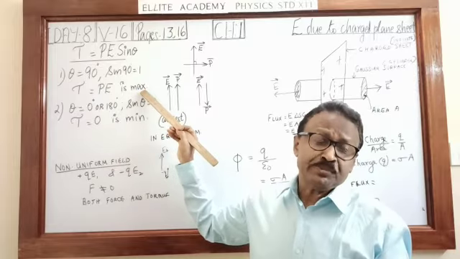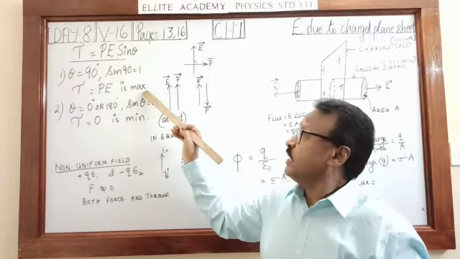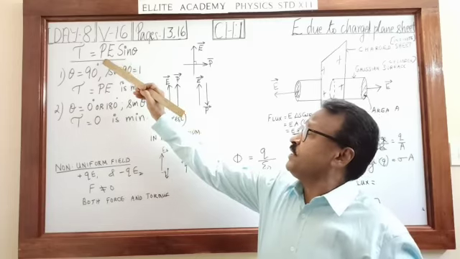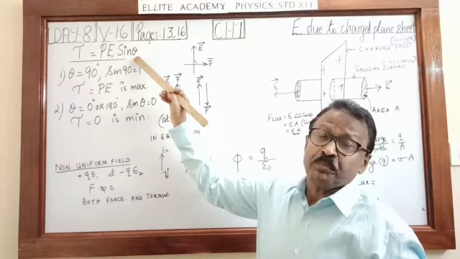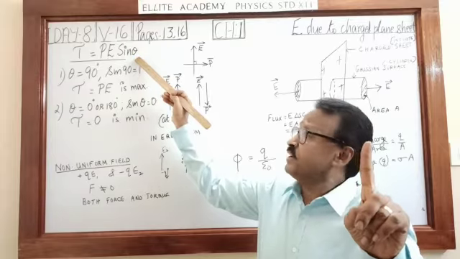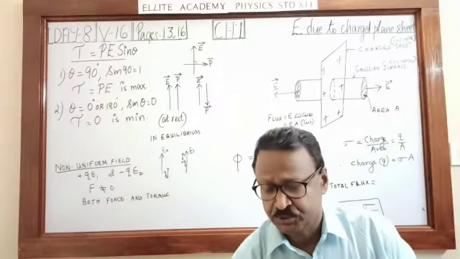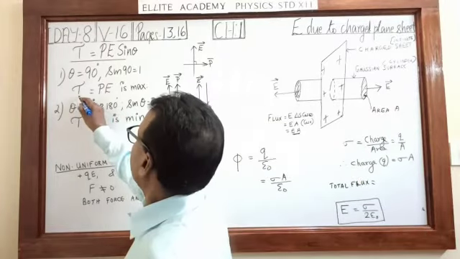So what is the maximum torque? PE. Even without any discussion, we will be able to follow in the equation PE sin theta. Maximum value of sin theta is 1. Therefore, maximum torque is PE. That point is understood. Maximum torque acting will be PE.